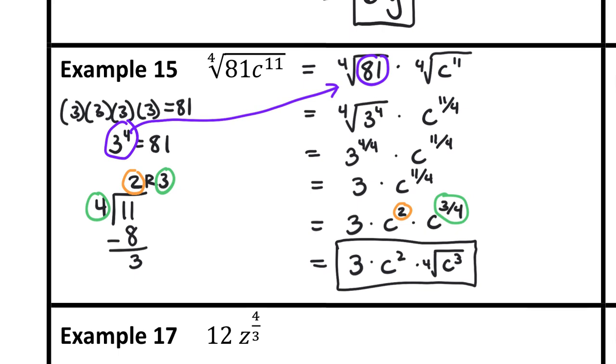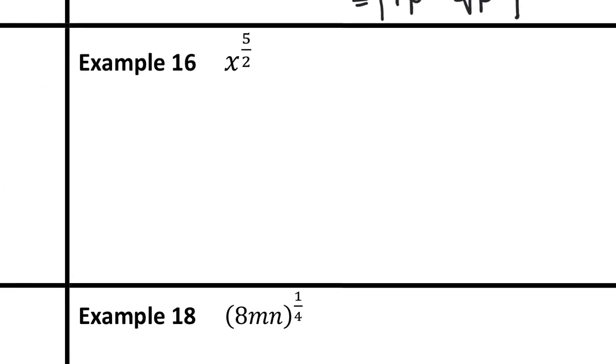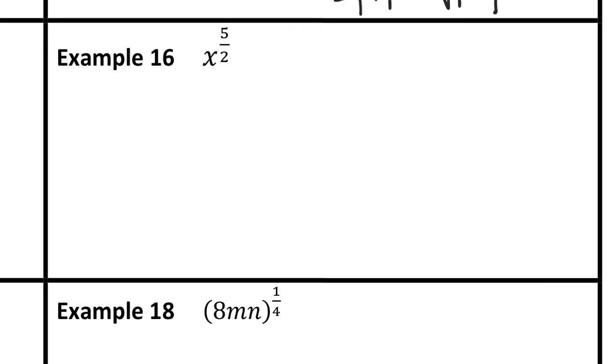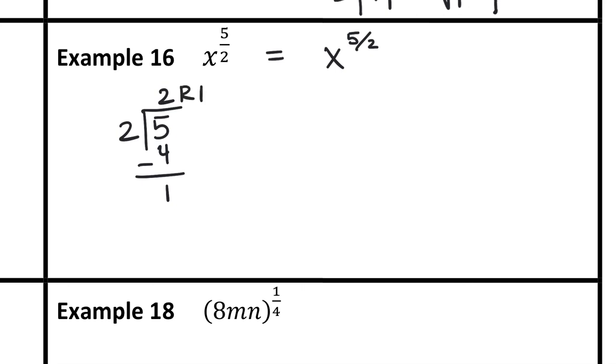So now let's go to example 16. Okay, so now there's no number, so let me just write it again, but we're going to divide 5 by 2, doing the long division. So 5 is going to get divided by 2. 2 goes into 5 2 times. 2 times 2 is 4. 5 minus 4 is 1. So we get a remainder of 1.